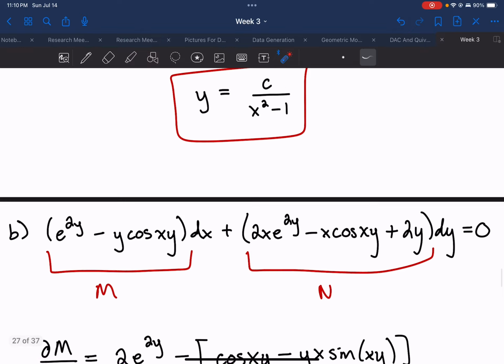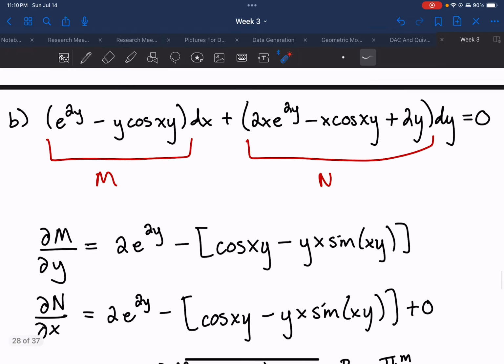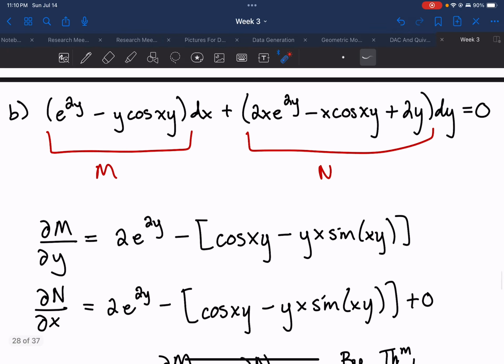Okay, here's one that looks bad, but it's really not bad. So here we've got an equation. This is going to be my M function. This is going to be my N function, and it's in the differential form already. And our question is: is it exact?